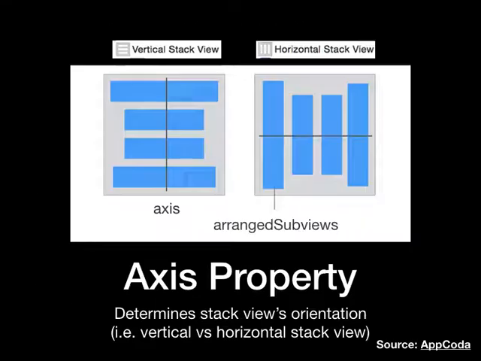What I mean by that is, when I say a vertical stack view, I mean a stack view that stacks each of its arranged subviews vertically. And when I say a horizontal stack view, I'm talking about a stack view which stacks its arranged subviews just on the horizontal line. So that's what the axis property does, and this is the visual you guys should have when you think of a vertical stack view and a horizontal stack view.